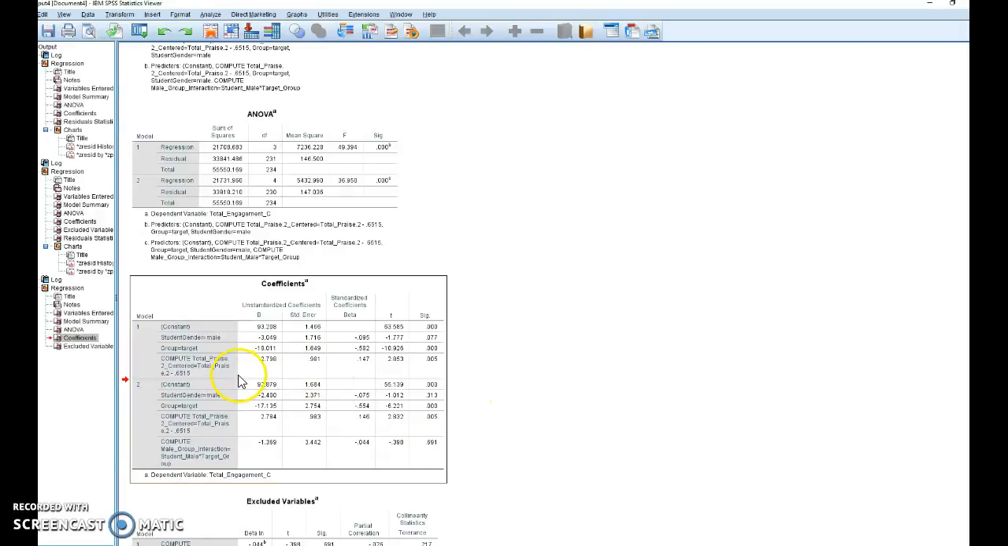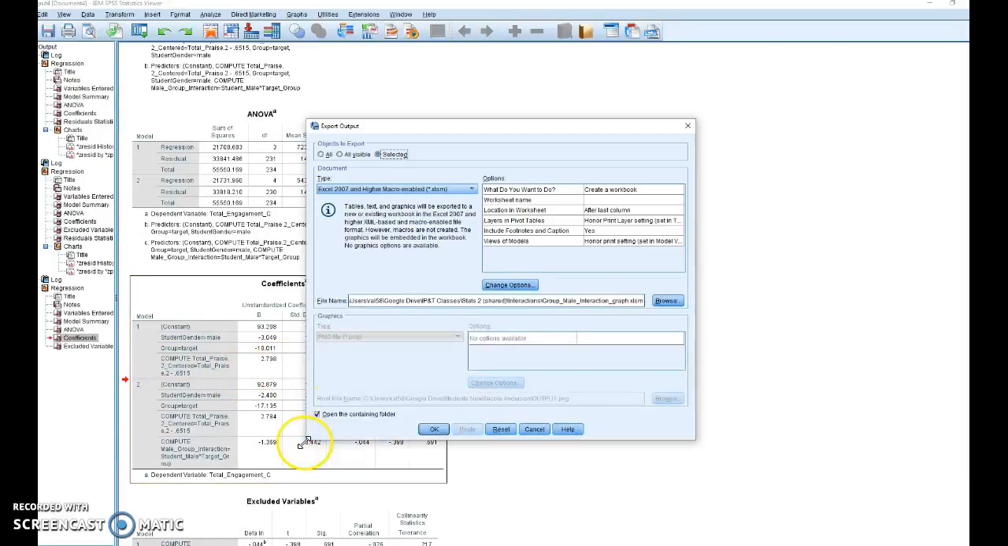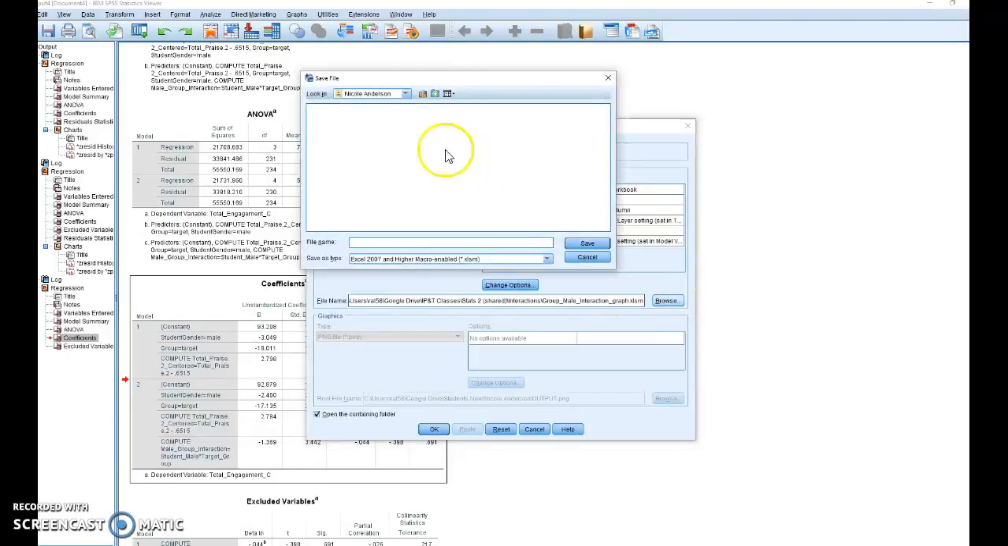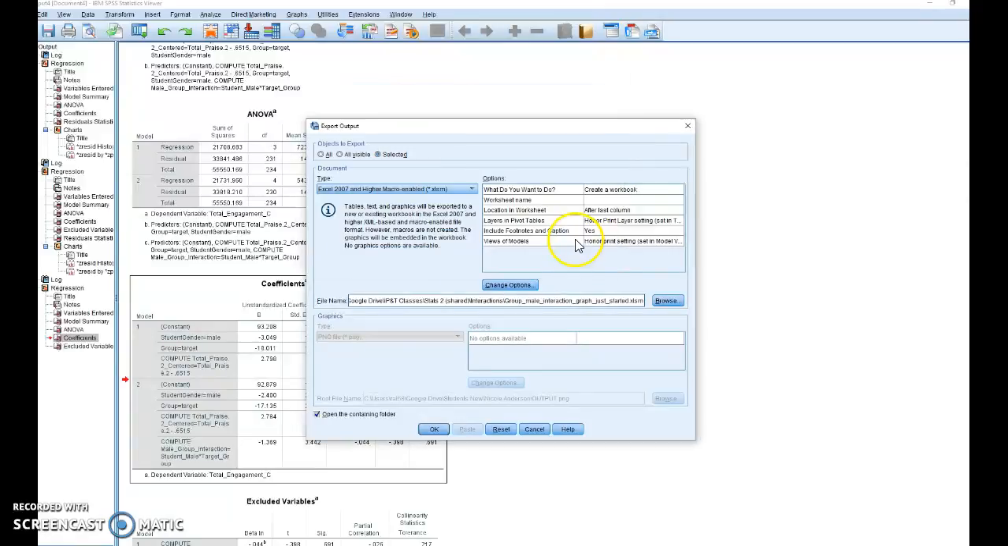You left click onto the coefficients block, and you right click and say export. In the type, you want to find Excel 2007 and higher macro enabled. You want to browse to figure out where you want to put this new Excel sheet. I'm going to put it in my Stats 2 course interactions folder. I'll call this group by male interaction graph just started. Click save. Then click OK.